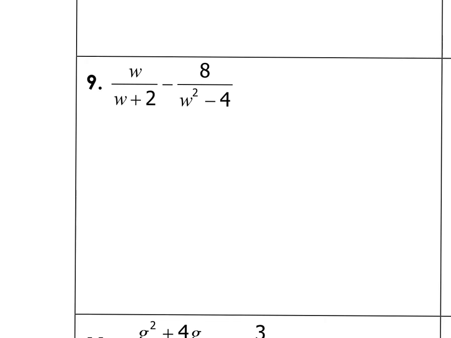So we're going to factor again. I don't need to factor this one, and it's a minus problem, so this one is great. I am going to factor this one. Give me two numbers that multiply to be negative 4 and add to be 0. Well, 2 and negative 2. Great. So this factors to w plus 2 and w minus 2.